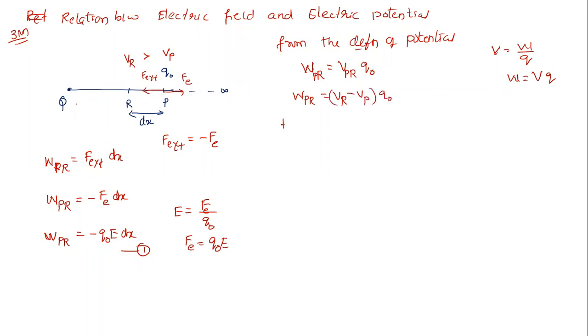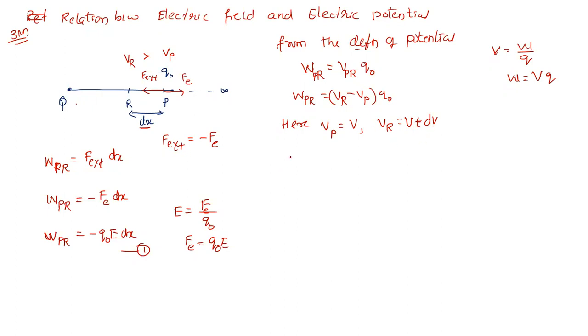Let's say the potential at point P is V, and the potential at point R will be V plus dV, right? Why am I taking dV? Because for a small displacement, there is a small rise in potential. That's the reason I take the potential at R as V plus dV.